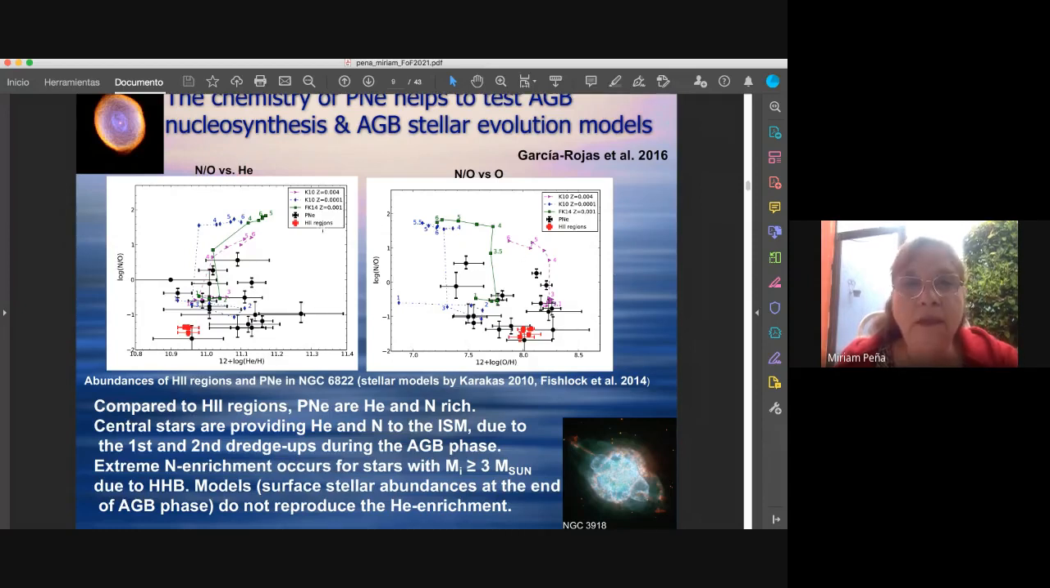An interesting thing in this diagram is, for instance, that the H II regions in red are all in the same zone of abundance, nitrogen to oxygen and helium, or in this case, nitrogen to oxygen versus oxygen. That indicates that this galaxy, an irregular galaxy, is a chemically homogeneous galaxy, while the planetary nebulae present very diverse abundances.